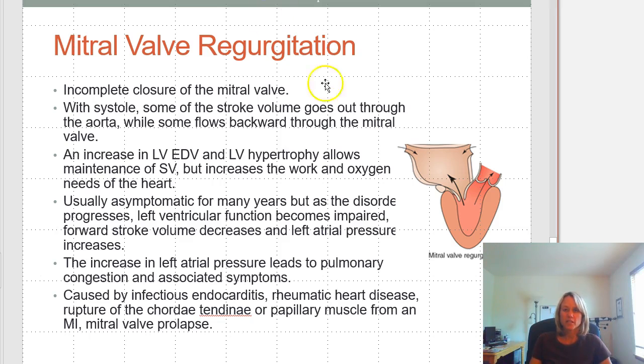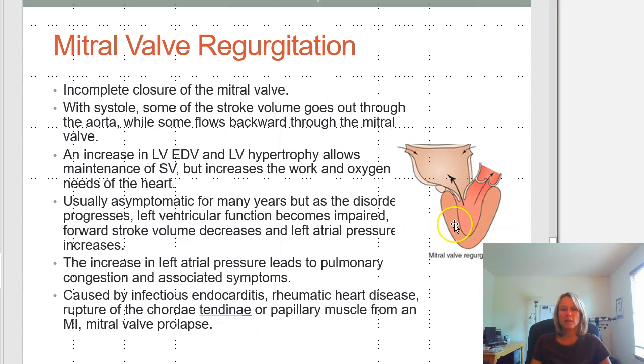Mitral valve regurgitation is when we have incomplete closure of the mitral valve. So during ventricular systole, blood goes out the aorta, and some of that blood goes back, regurgitates through that incompetent mitral valve into the atrium. This is going to lead to an increase in left ventricular end-diastolic volume. And then we're going to get left ventricular hypertrophy to kind of compensate.